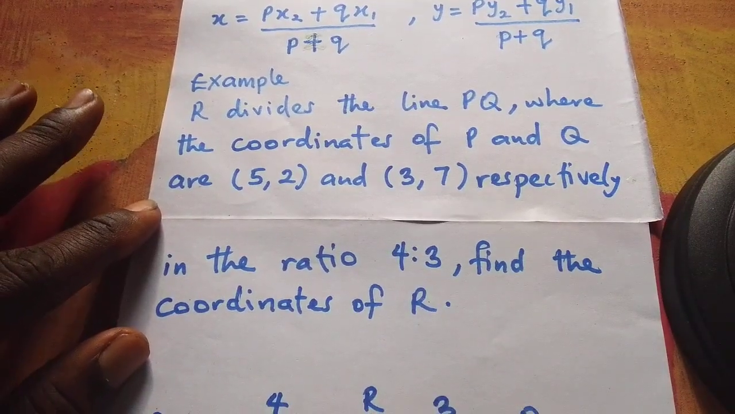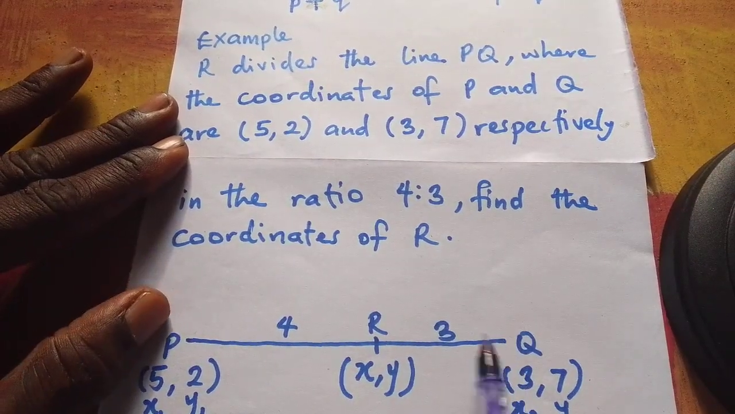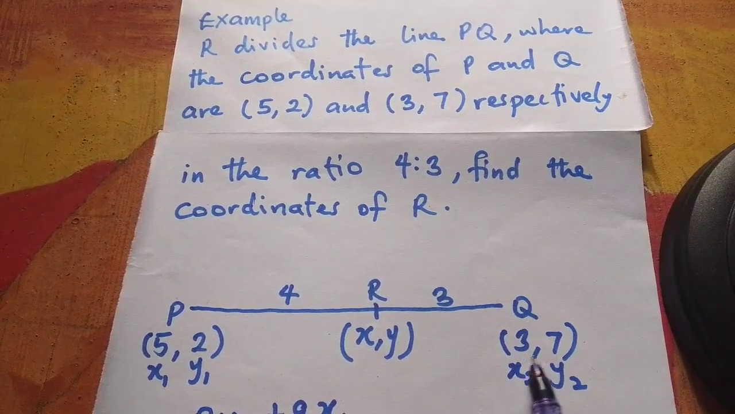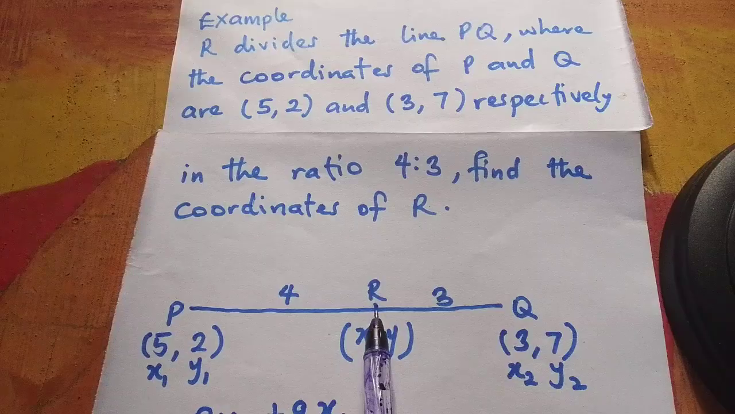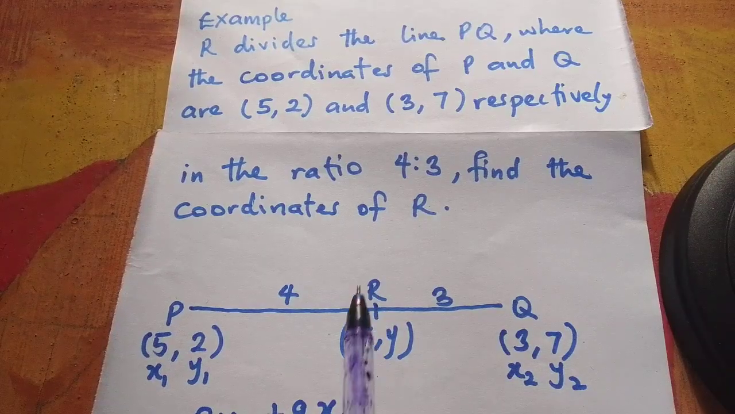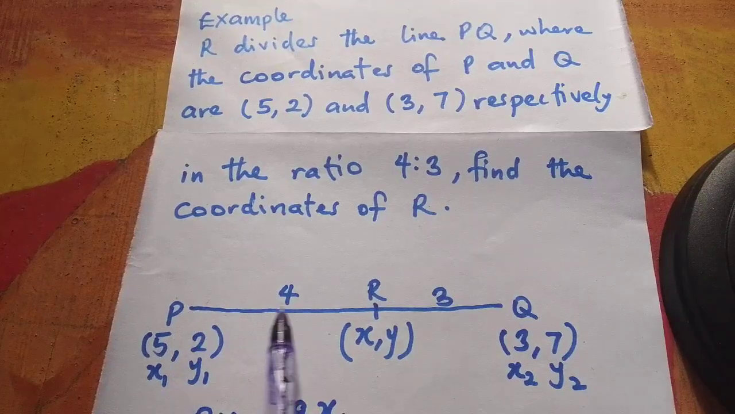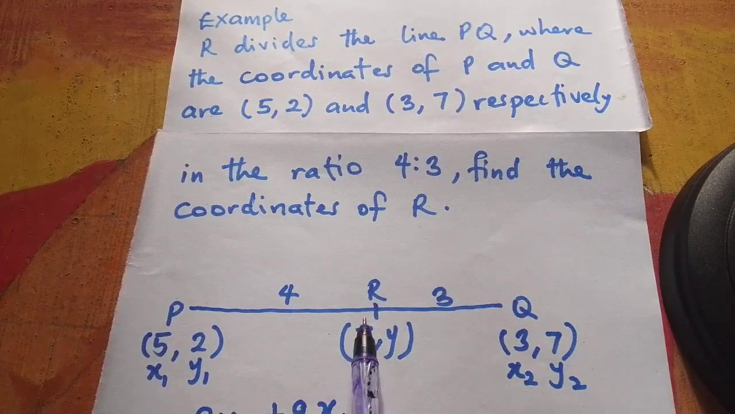So assuming this PQ, P is (5, 2) and Q is (3, 7). Let's take the first one to be x1, y1 and this one to be x2, y2. You want to get the coordinate of R, having x and y. Now, we are told that R divides this particular line in the ratio 4:3.